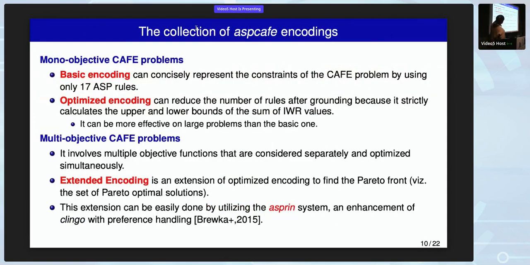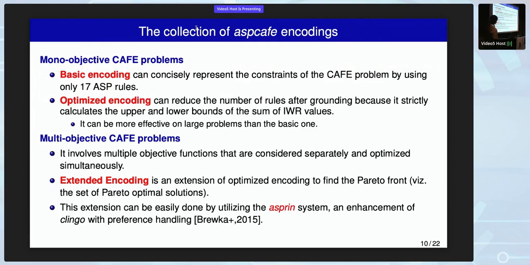For mono-objective CAFE problems, we developed two ASP encodings. The basic encoding can concisely represent the constraints of the CAFE problem by using only 17 ASP rules. The optimized encoding can reduce the number of rules after grounding because it strictly calculates the upper and lower bounds of the sum of IWR values. It can be more effective on large problems than the basic one.